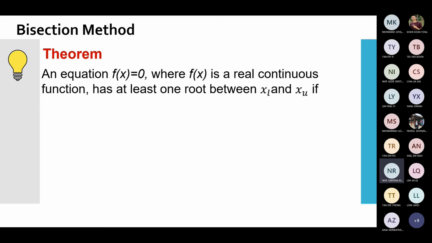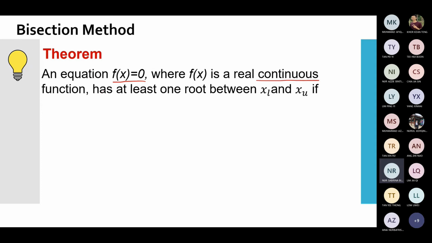Based on the theorem, the equation is approximating the zero value when f(x) is a real continuous function. Remember, it must be real and continuous. If it is discontinuous, it will not converge, or sometimes it will converge slowly. So the f(x) function has to be a continuous function.